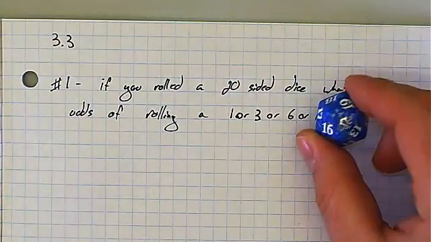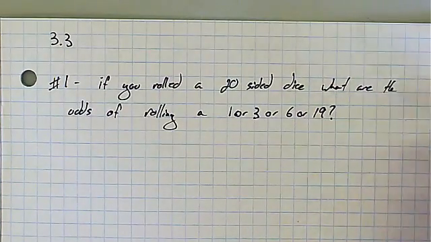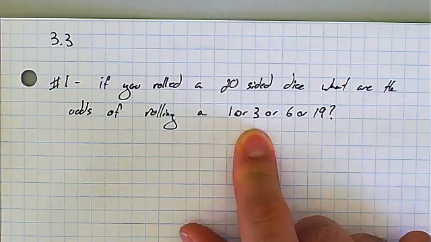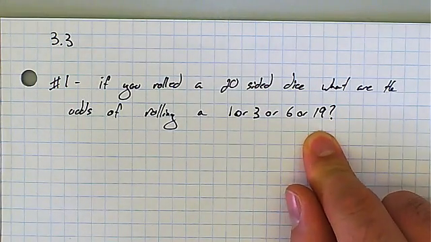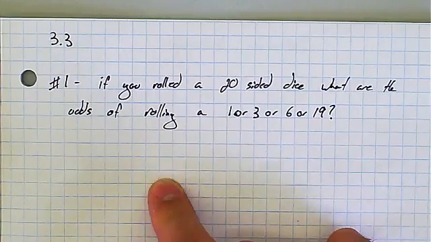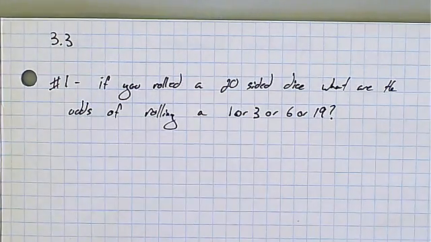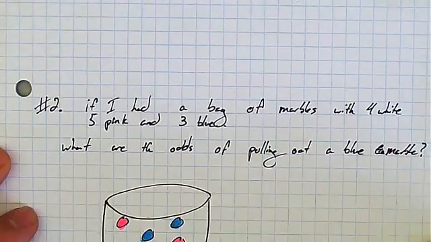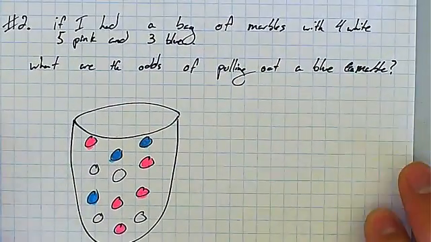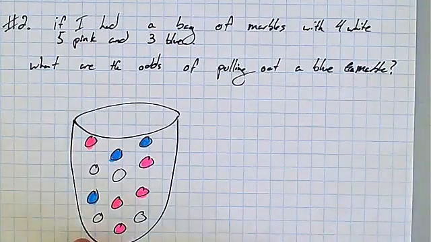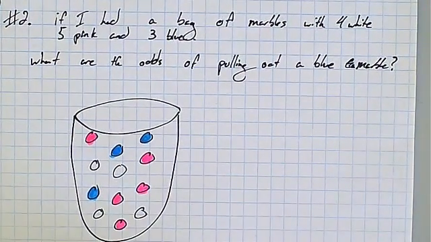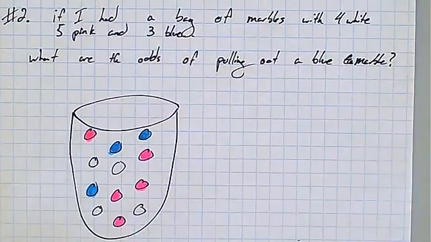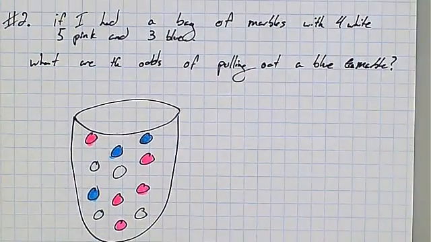So, your first question for this: you're going to be given a d20 die, or you've got one. If you roll this d20 die, what are the odds of you rolling a 1, or a 3, or a 6, or a 19? I want you to tell me the odds as a fraction as well as a percentage, please. The second question has nothing to do with dice, but we're going to look at it this way. If I had a bag of marbles, in my bag of marbles I have 4 white marbles, I have 5 pink marbles, and I have 3 blue marbles. What are the odds of pulling out 1 blue marble?